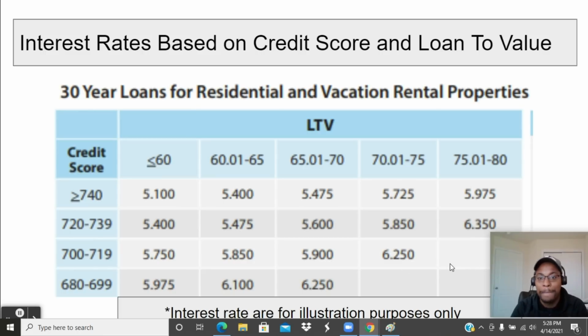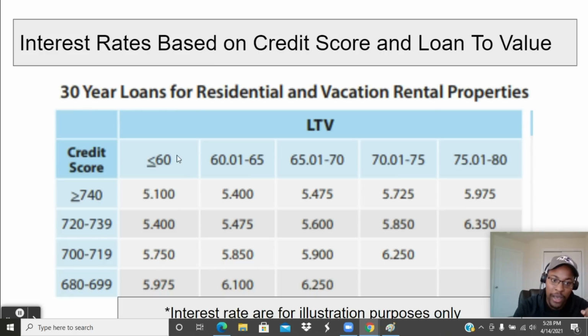So in order to really maximize real estate investment financing, you're going to want your credit score to be as high as possible, preferably over a 740 to get the lowest rate. But you could actually see as you put down a bigger down payment, the interest rate actually goes down.